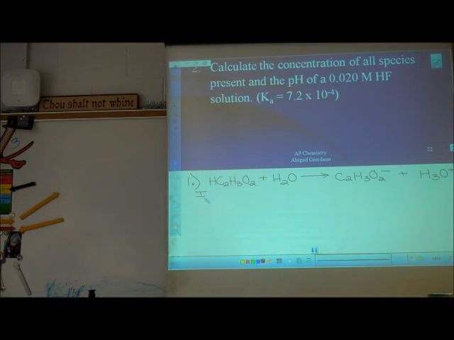Underneath this, I'm going to set up an ICE table. Do you remember what the letter I stands for? Initial. Initial what? Molarity. If I scroll back up to the top of the problem, it says it's 2 molar. I'm going to squiggle through the water column. Why am I ignoring water? It's a liquid. It will not be in the equilibrium expression, so ignore it. It doesn't matter.